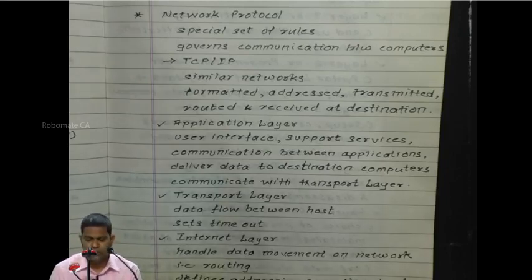So what is a network protocol? It's a special set of rules and regulations, and these rules and regulations govern the communication between computers. Now, are you understanding?